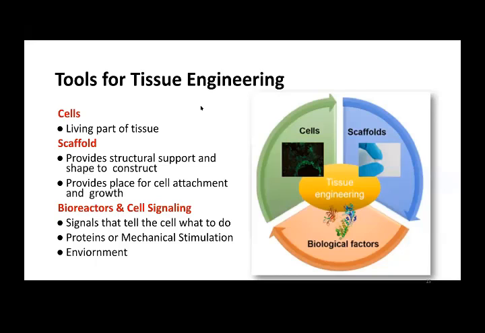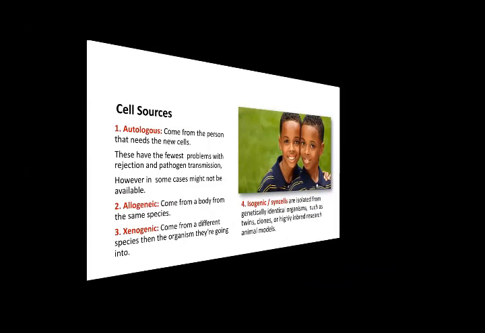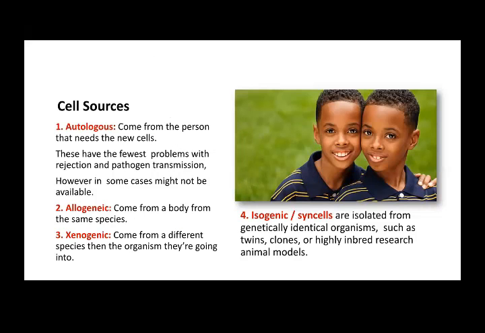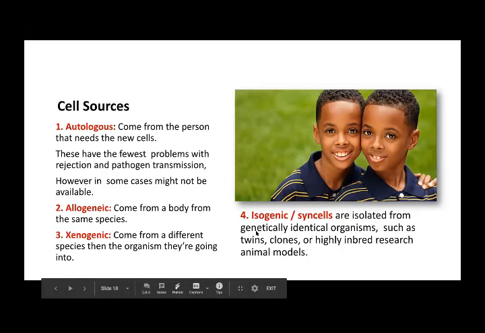Okay, so we talked about cells, scaffolds, bioreactors and cell signaling. Okay, the main components of tissue engineering. And then we talked about how to acquire the cells, which are the building blocks. Autologous, coming from the same person that needs the cells or needs the transplant. We use those cells to grow the tissue. Allogenic, coming from the same species. Xenogenic, coming from a different species. Isogenic, isolated genetically from an identical organism, such as twins, clones, hybrid, inbred research animal models.